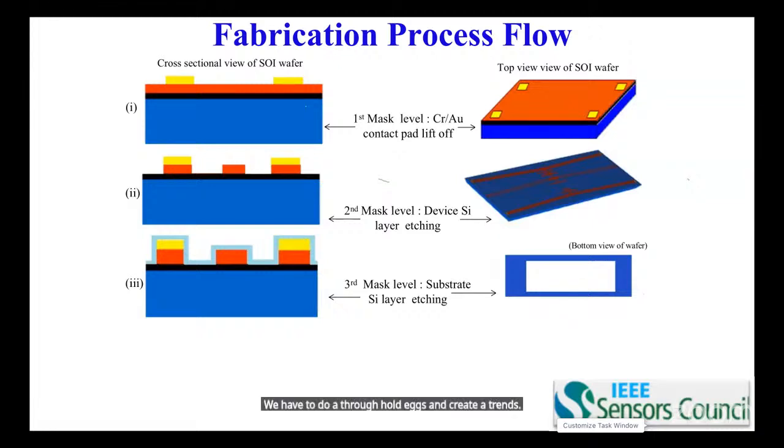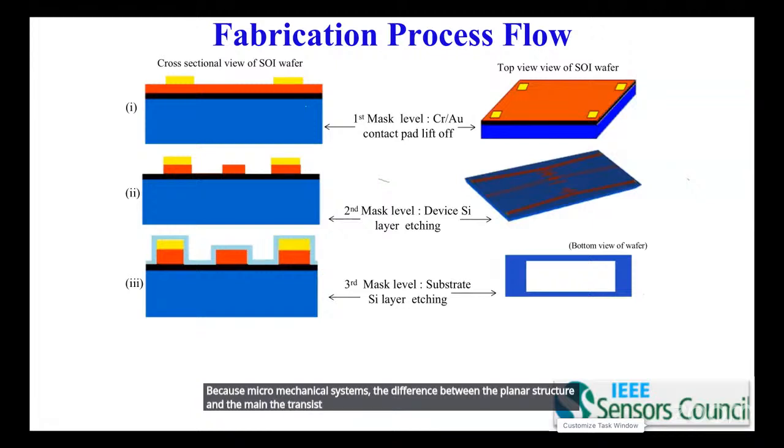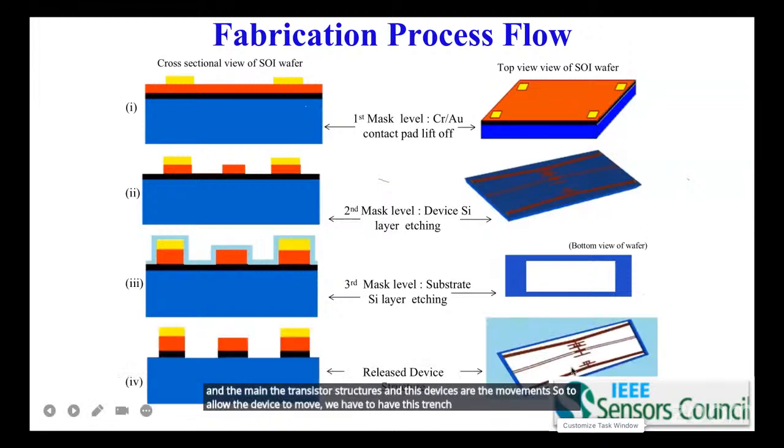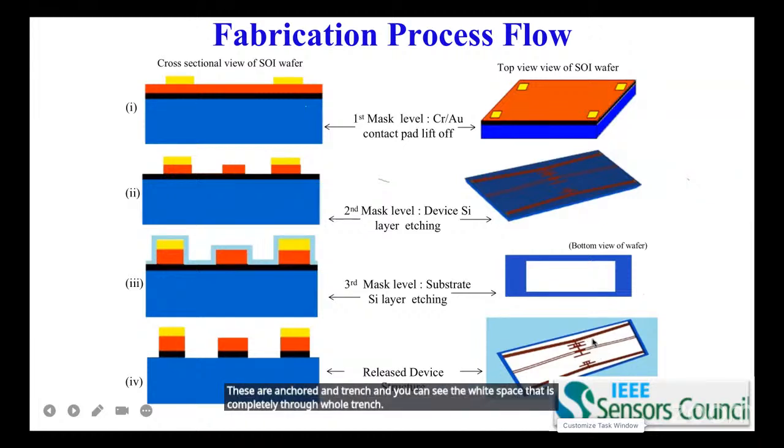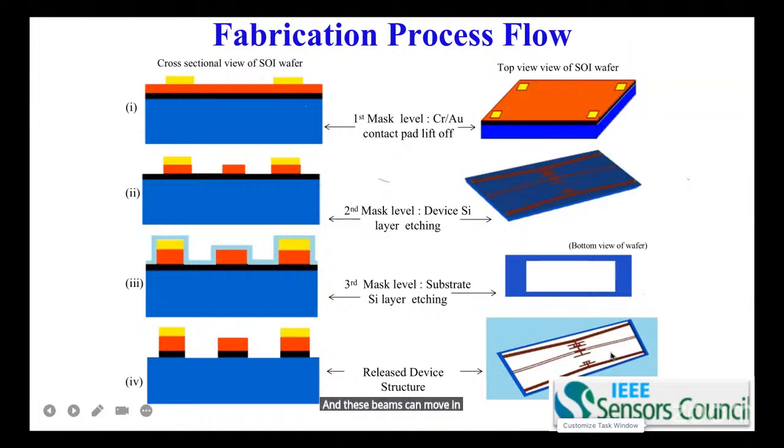Create a trench so that we will give space for the device layer to move. Because in micromechanical systems, the difference between the planar transistor structures and these MEMS devices is the movement. So to allow the device to move, we have to have this trench. Finally, look at the structure. These are anchored and trench, and you can see the white space that is a completely through-hole trench, and these beams can move in between the layers.